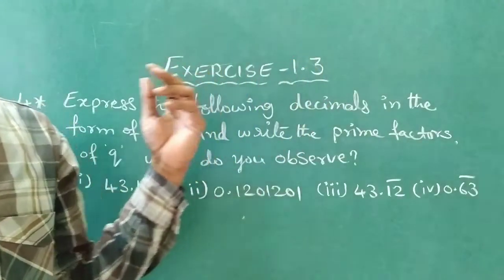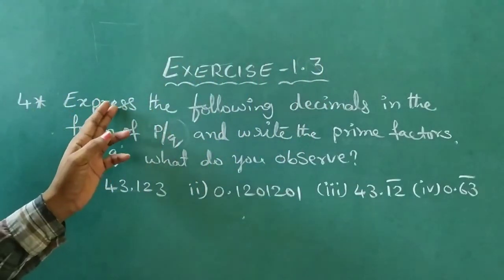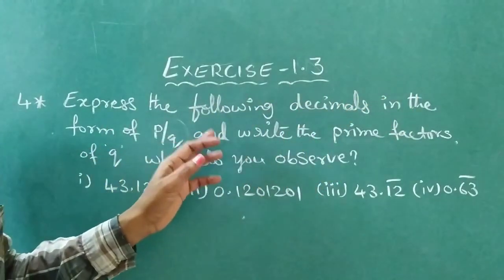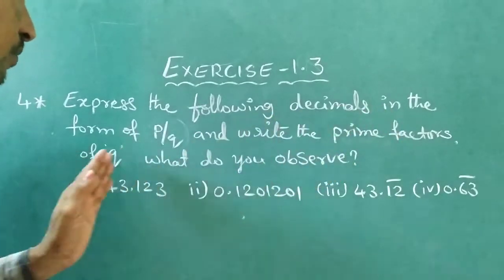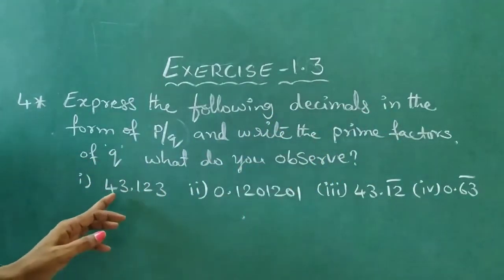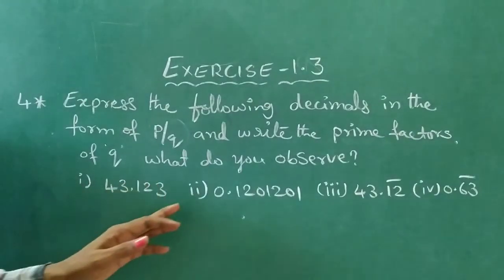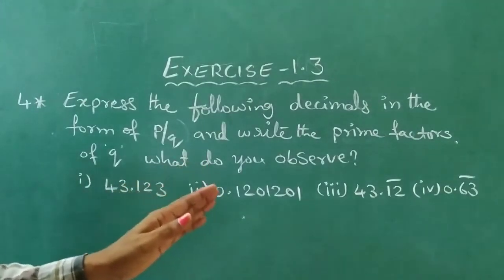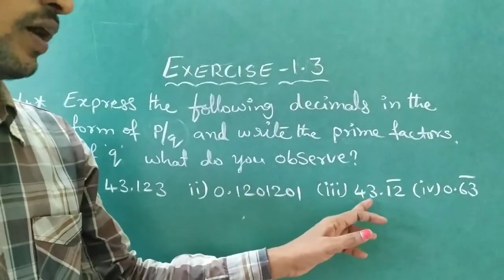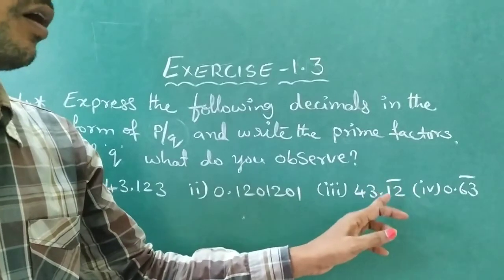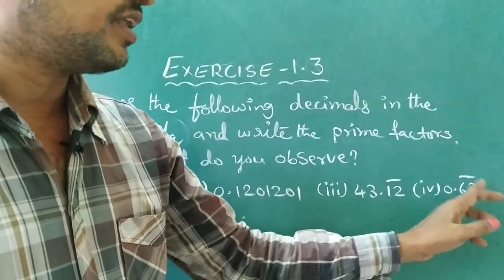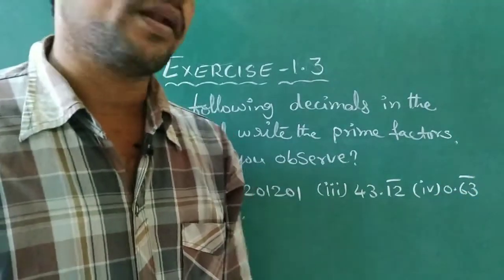Exercise 1.3, problem number 4. Express the following decimals in the form of P by Q and write the prime factors of Q. What do you observe? First one is 43.123, second one is 0.12012001, third one is 43.12 with bar over 12 only, fourth one is 0.63 with bar over 63.